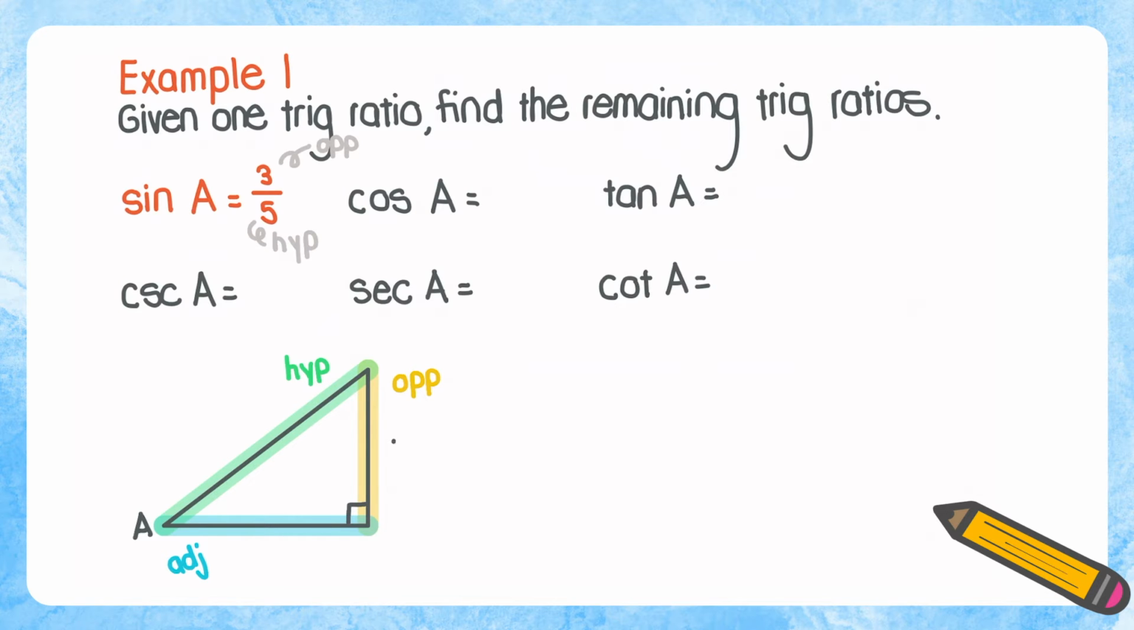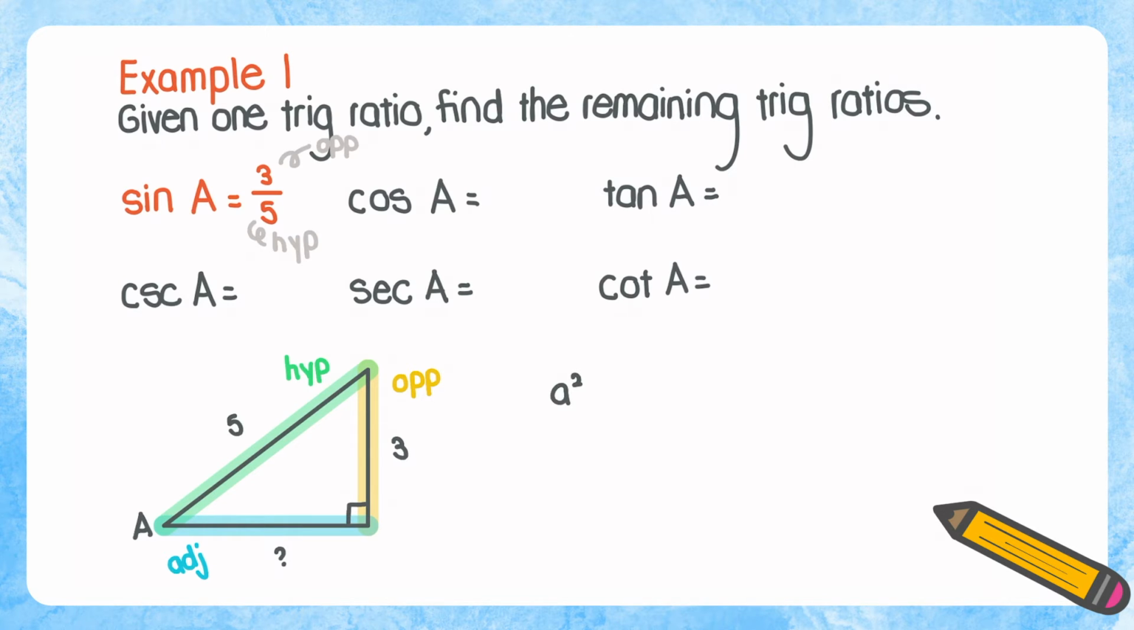And we also know the opposite side length is 3. And the hypotenuse side length is 5. But what about the side length of the adjacent side? What idea can we use to find the length of a missing side when we're given 2 sides of a right triangle? The Pythagorean theorem.